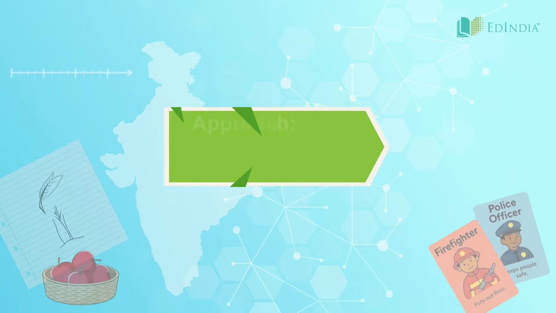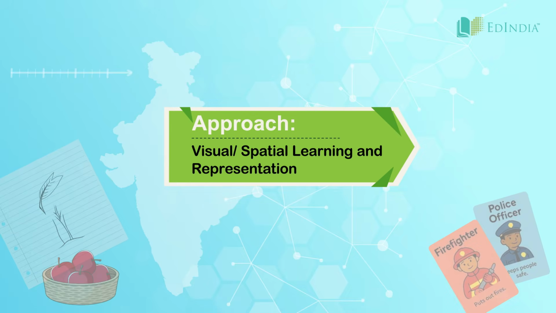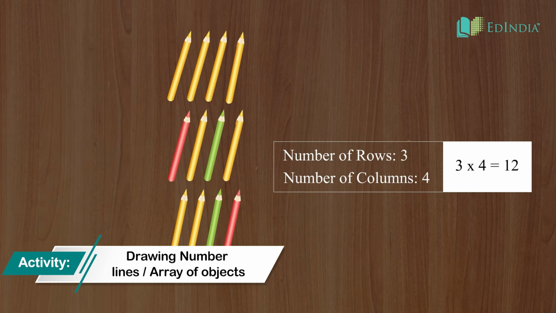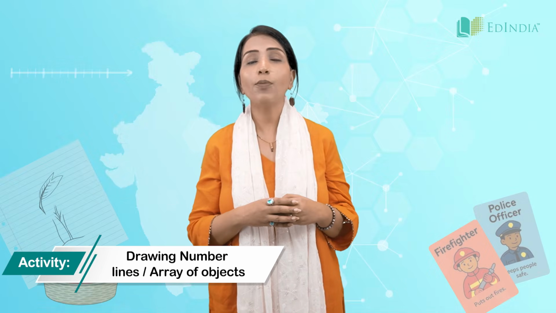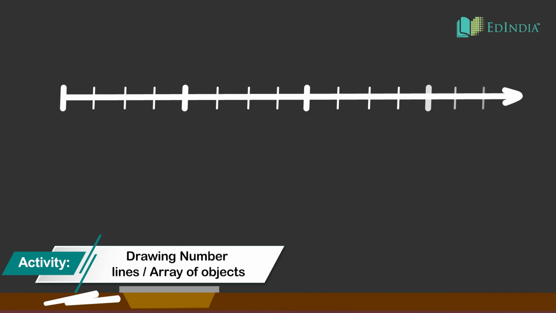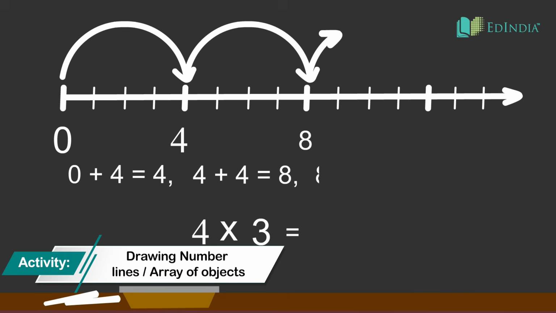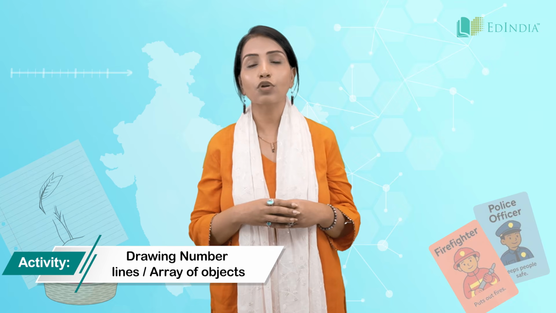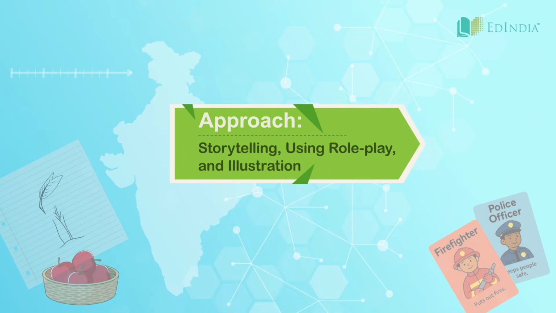For visual representation of the same concept, the teacher arranges pencils in rows and columns. 3 rows with 4 pencils each. Students can count groups and see how multiplication creates equal sets. Then she draws a number line and shows how to make chunks of 4, 3 times, landing on 12. This helps students connect multiplication with repeated addition, making the concept easier to understand.